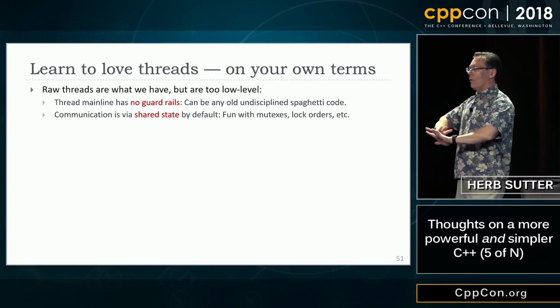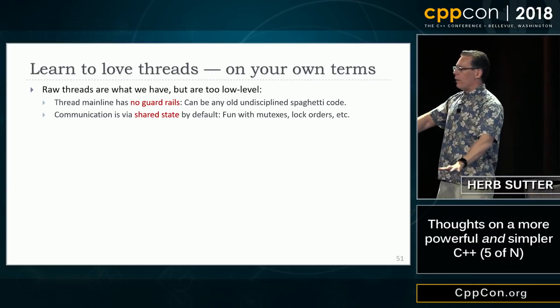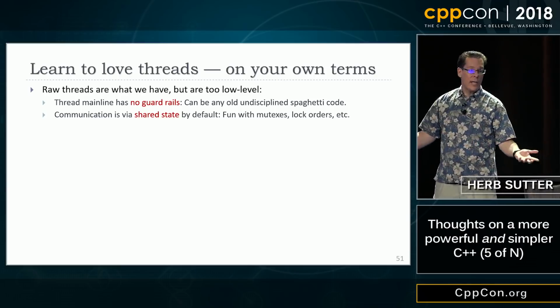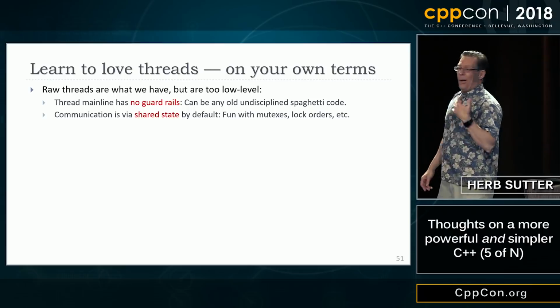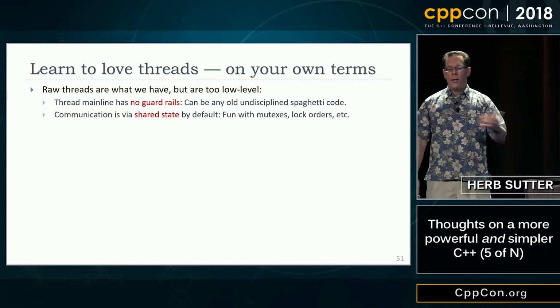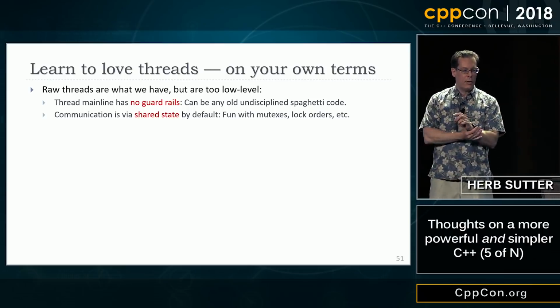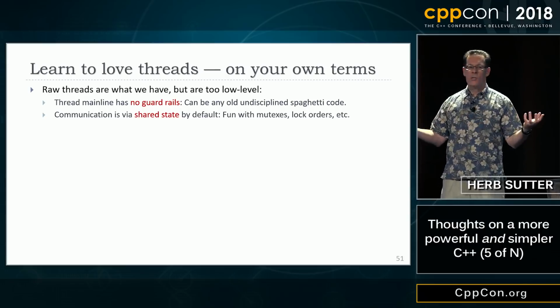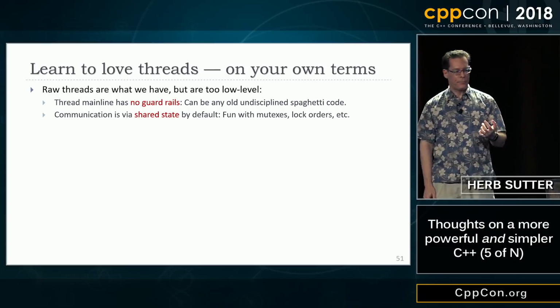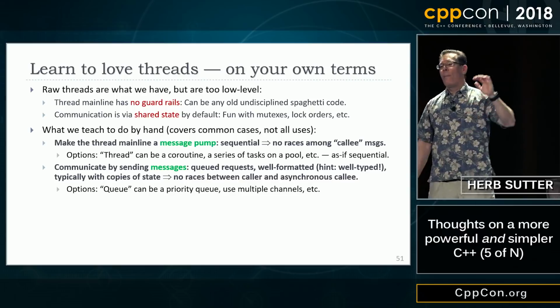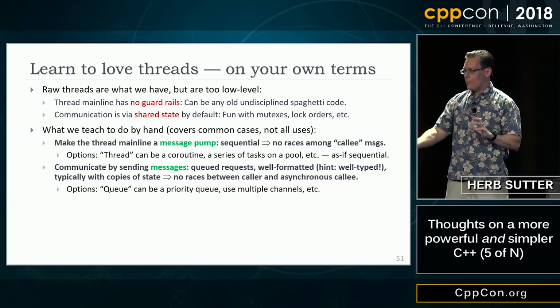Threads are our low-level way of doing concurrency. It's the only way in the standard really right now. But threads are too low level. There are no guardrails. They can do just anything in their execution. And their communication is with shared state by default. And that's just terrible.